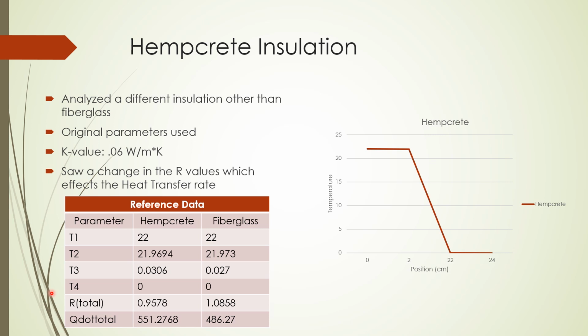Here's the analysis of the hempcrete insulation, the temperature distribution across the wall. It's the original parameters besides the K value, which is 0.06, an increase from the fiberglass. As you can see from when we changed the K value in our parameters, that was not what we were looking for. So this is not a beneficial insulation that we would want to use. You can see that down here too, that Q dot is much higher.